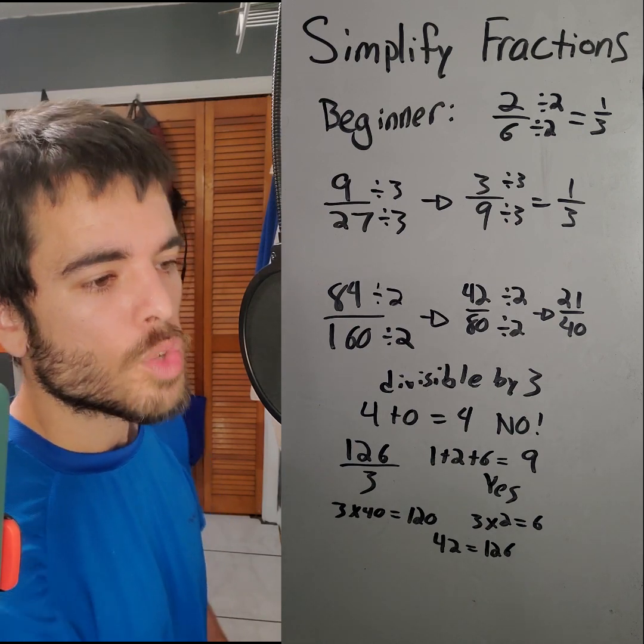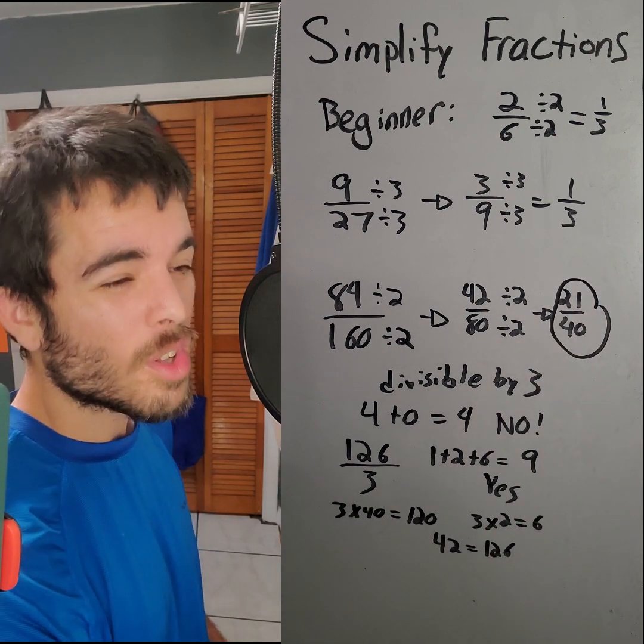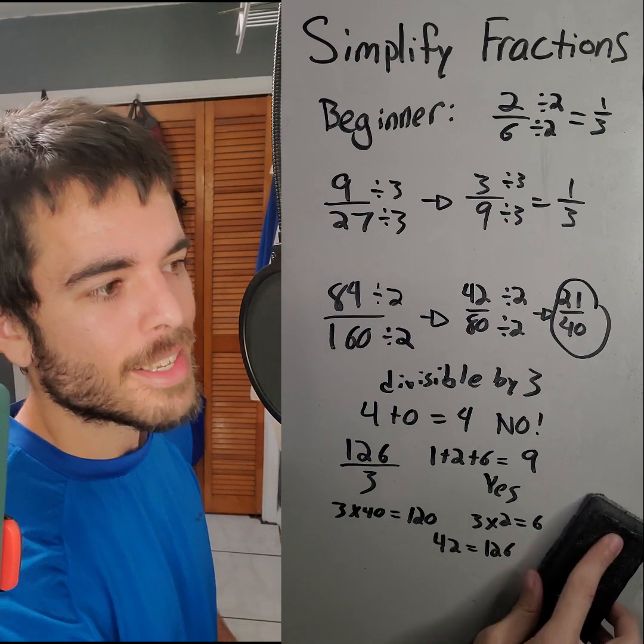Going back to our fraction, 21 over 40, that would be our final answer. Even though it doesn't look like a good final answer, that's as simplified as it could get.